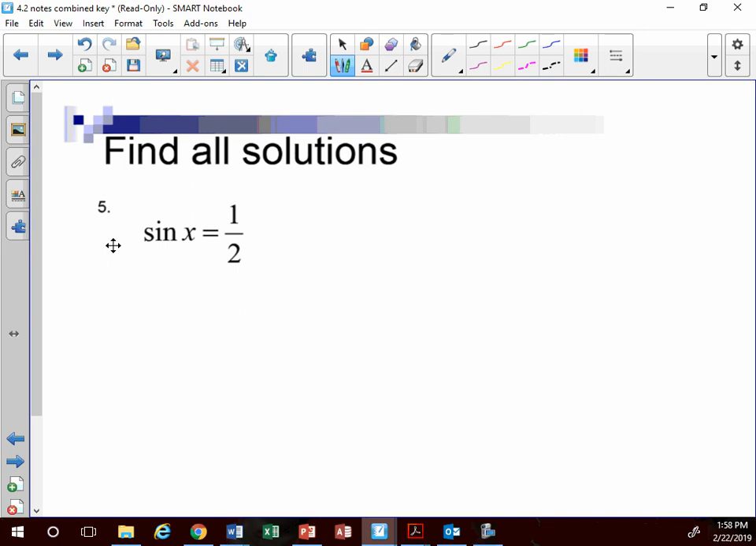New directions, guys. Find all solutions. Write it down. Okay, Fletcher, you're facing the wrong way. You're still facing the wrong way. Stop, rock, paper, scissors. Anna. Remember? All right, guys. All solutions.